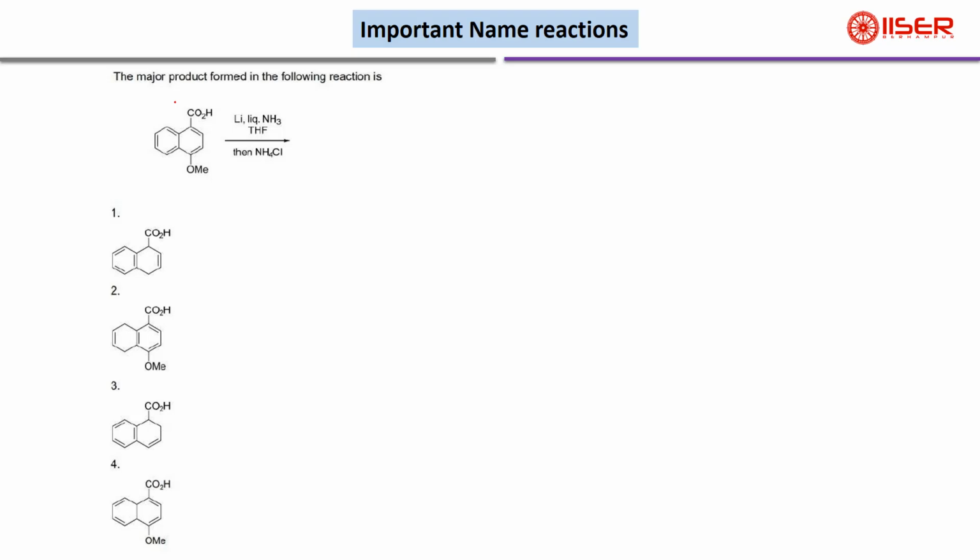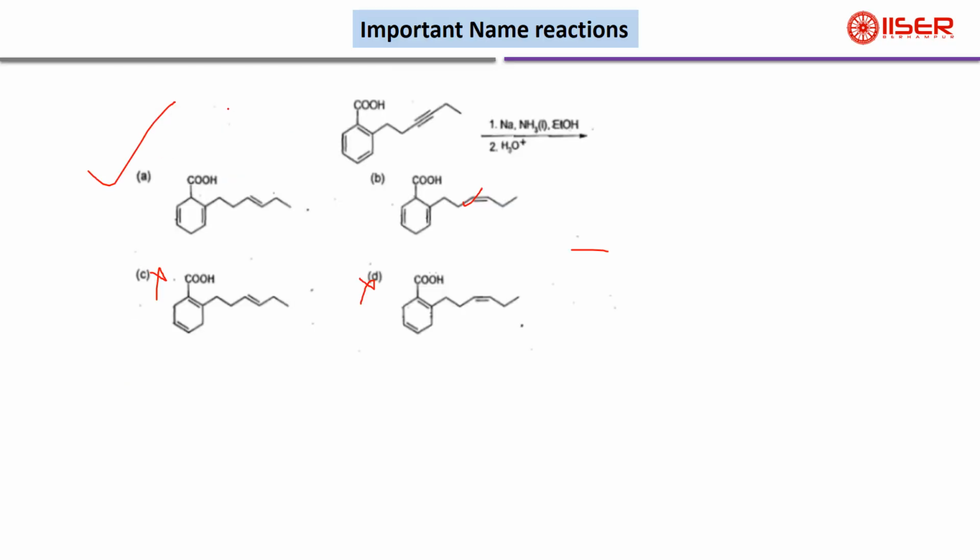So what will be the major product formed in the following reaction? This is also an example of Birch reduction. There is an electron donating group and there is an electron withdrawing group. So you have to place the double bond in such a way. Ma'am, can you go back to the previous slide, please? Okay, this A is the option. Okay, thank you.